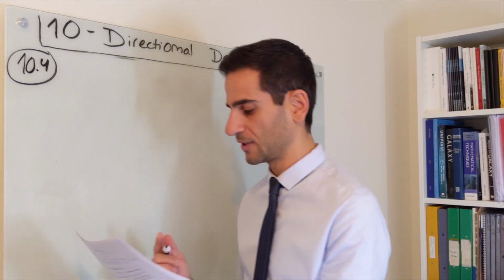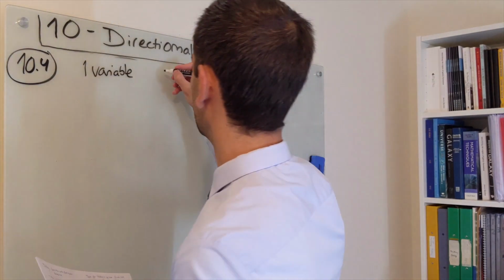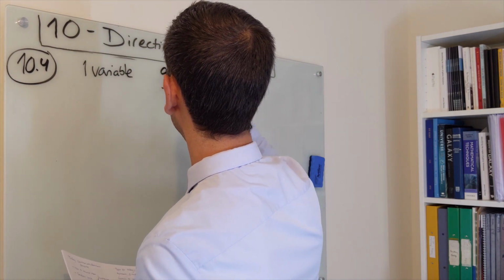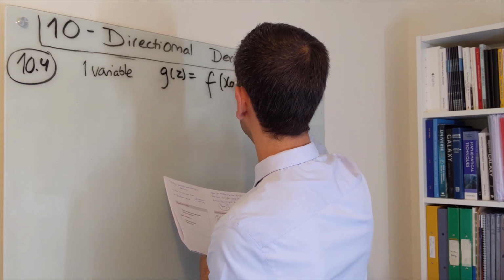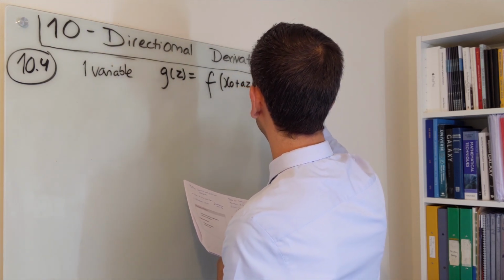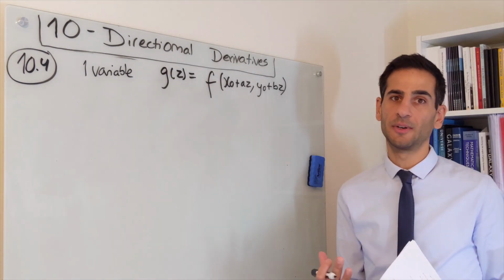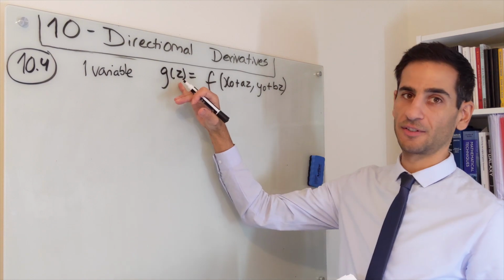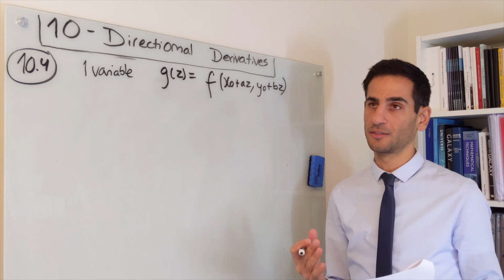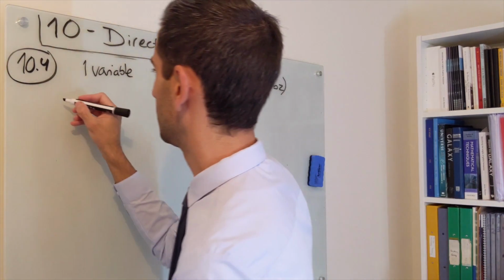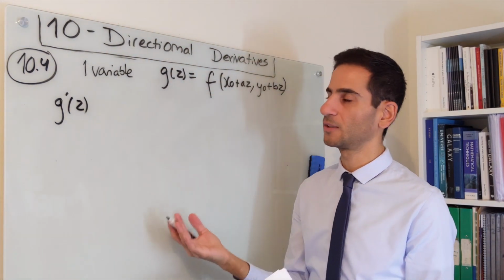The first step is we'll define a new function that only has one variable, which we can write as g of z equals f of x0 plus a z, y0 plus b z. As pointed out in the lecture notes, this is just a function of one variable because z is the only variable. The other things are constants. Let's say that we want to differentiate this function. Because it only depends on one variable, this is relatively straightforward.